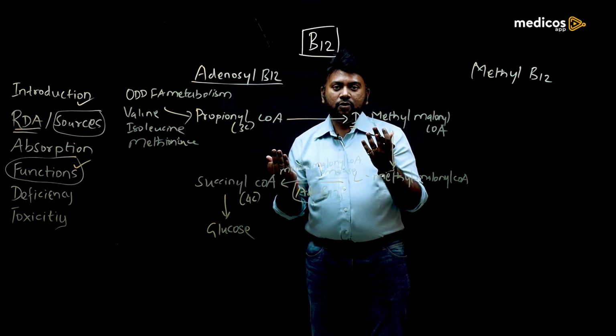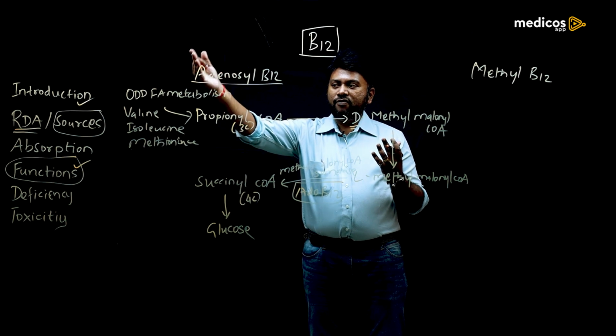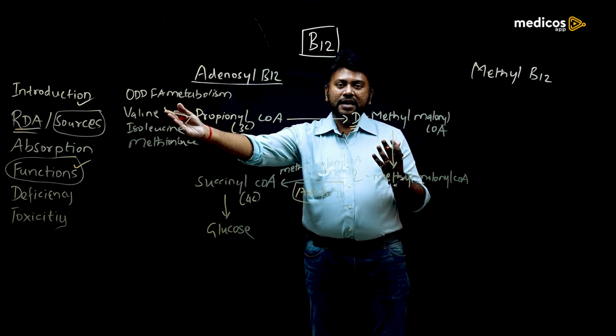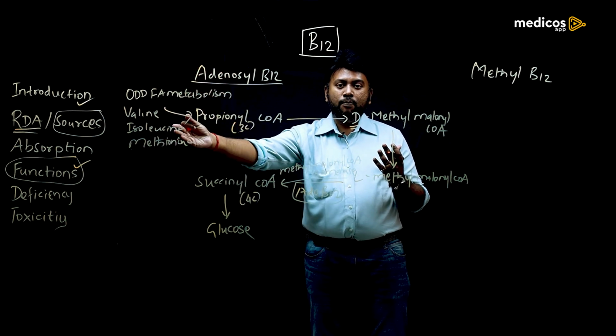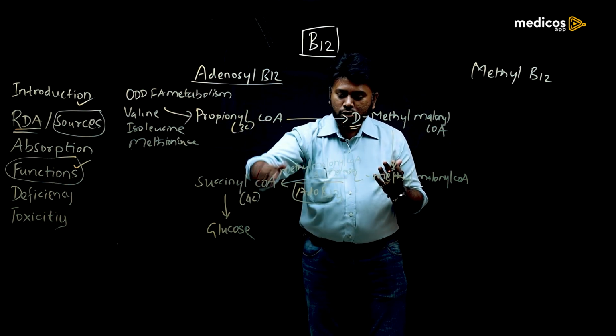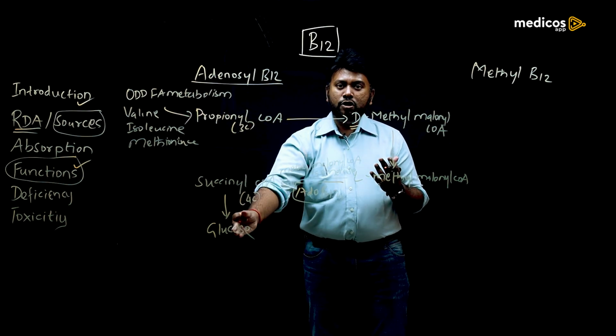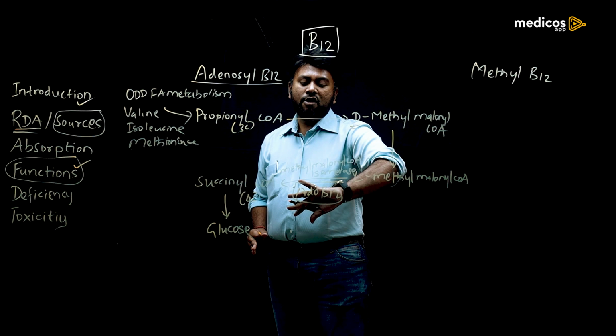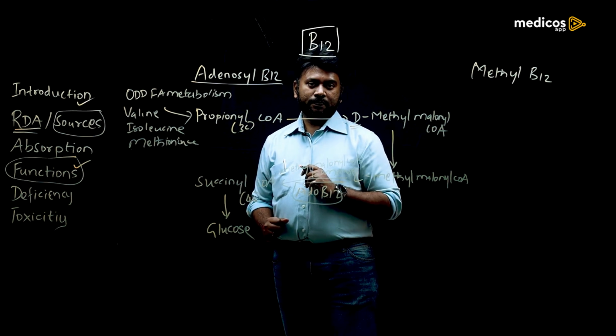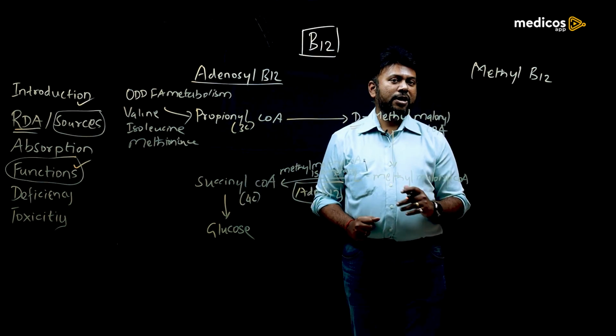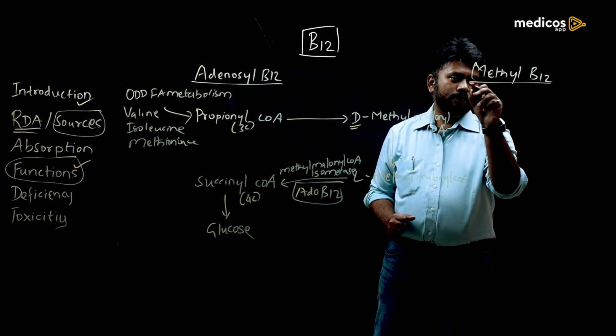So how is propionyl CoA formed? During the catabolism of odd chain fatty acids, valine, isoleucine and methionine. These compounds will be converted to glucose. It will be utilized for gluconeogenesis only in the presence of adenosyl B12. Okay, fine. So next, coming to methyl B12.